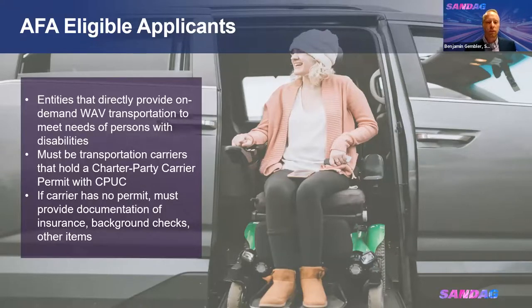In order to be eligible to apply for the Access for All program, an applicant must be able to provide or contract with an entity that provides on-demand wheelchair accessible vehicle transportation services in the county. On-demand transportation is defined as a provider that can fulfill trip requests within 24 hours through a service that does not follow a fixed route or schedule. Additionally, applicants must be transportation carriers that hold a charter party carrier permit or be a non-permitted transportation carrier that can meet the permit requirements, such as performing background checks and controlled substance and alcohol testing on its personnel, among other requirements. Next slide, please.